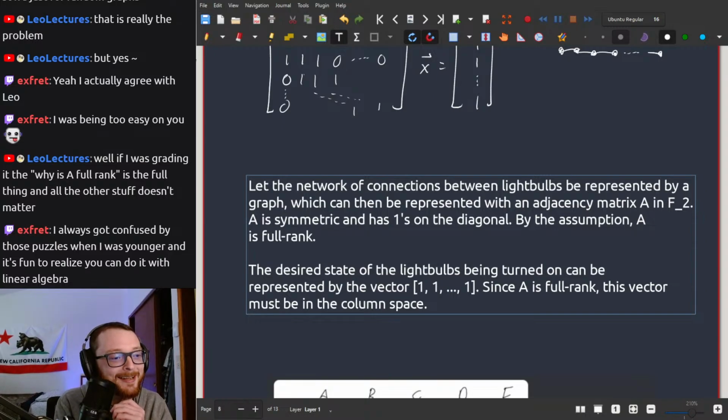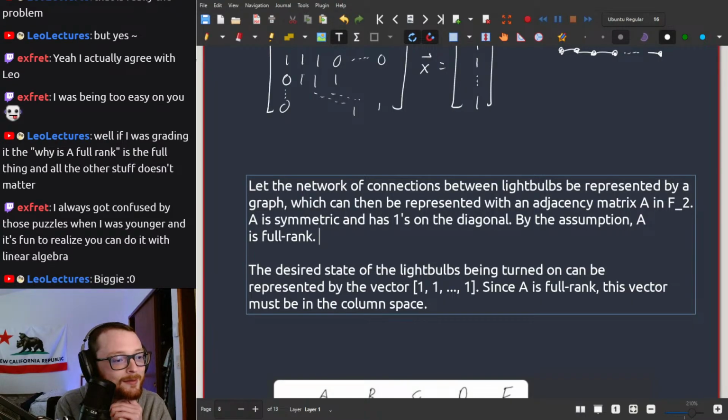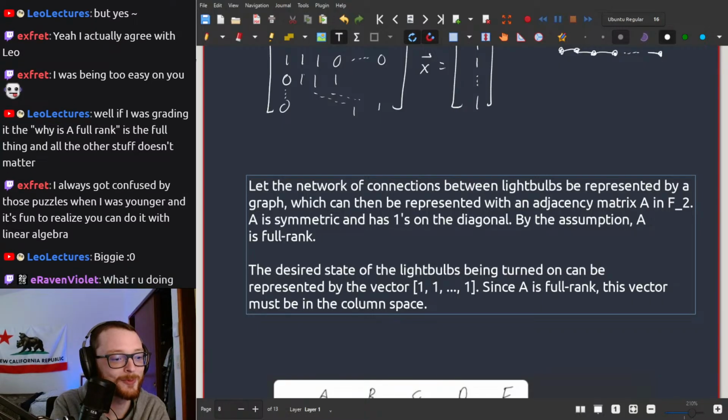We'll explain it. I've been thinking about how people like the big E figured it all out, until I realized they didn't have video games. Big E like Euler figured it all out, or Biggie Smalls. Yeah, they did have a lot less distractions. That's true. I was confused by those puzzles when I was younger. It's fun to realize what you can do with linear algebra. Yeah.